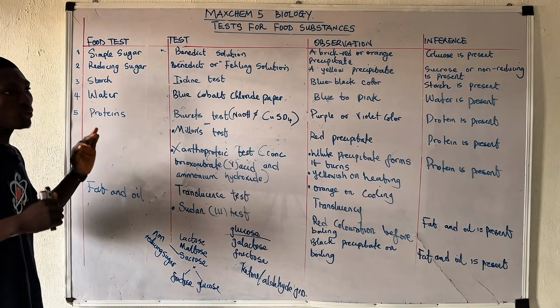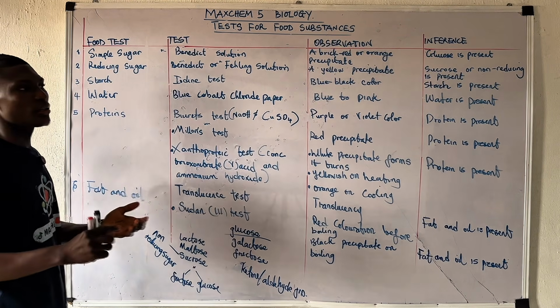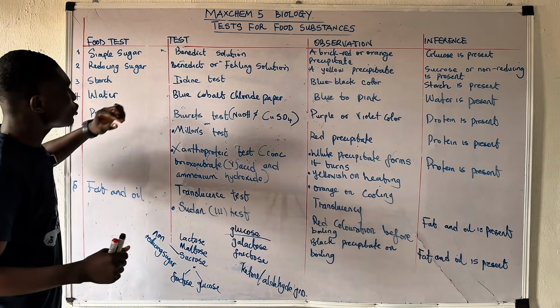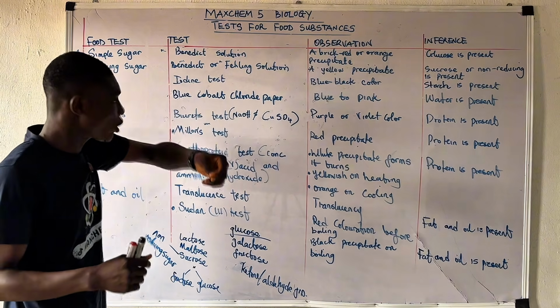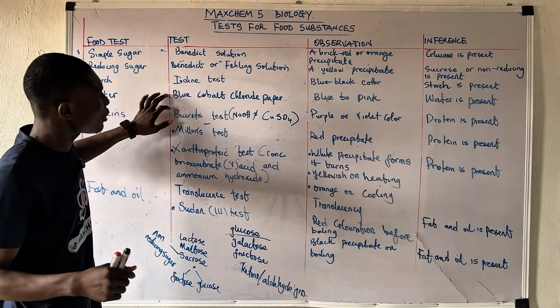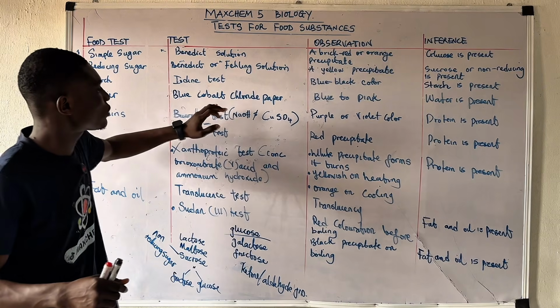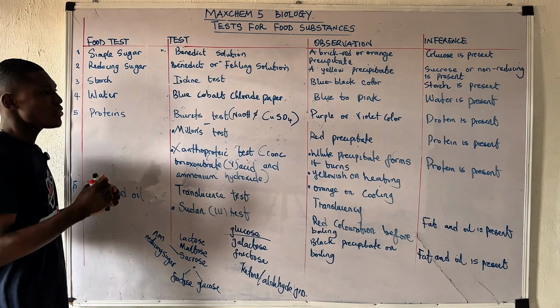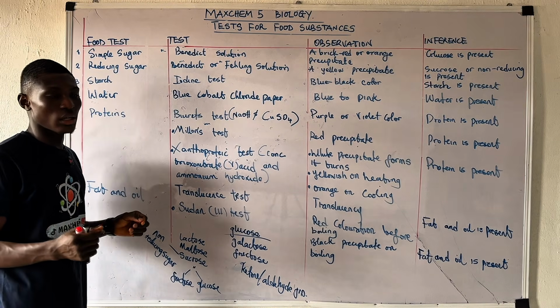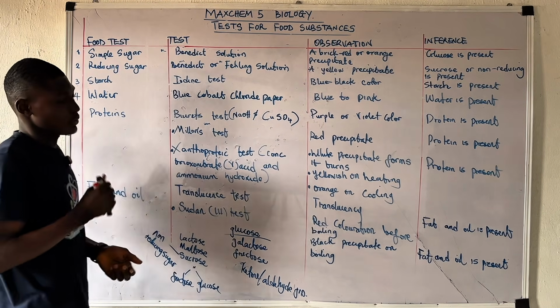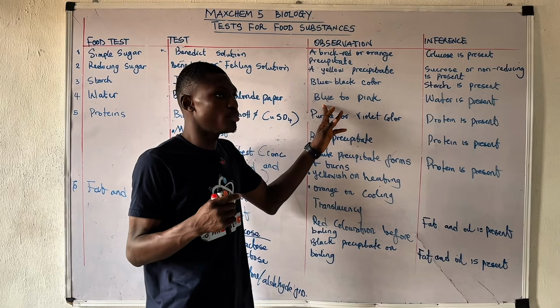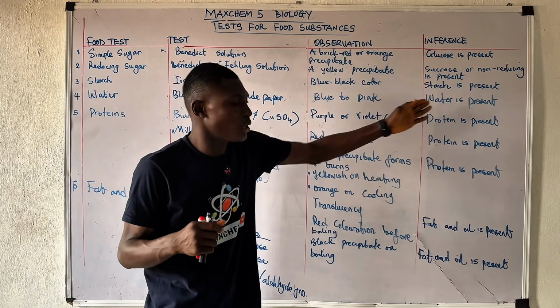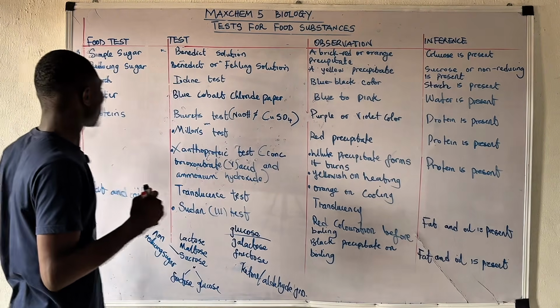Now, water. In the test for water, you just take a food item, you drop a dry blue cobalt chloride paper. It is a blue paper. Now, if there is the presence of water in that food item, then you find that the blue color changes to pink. That indicates the presence of water.